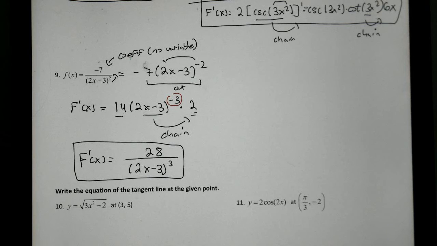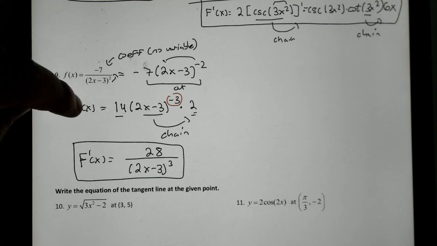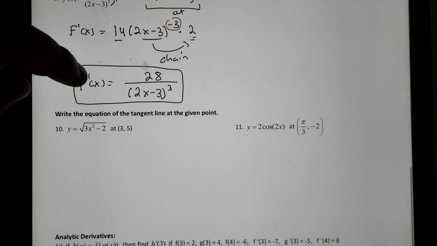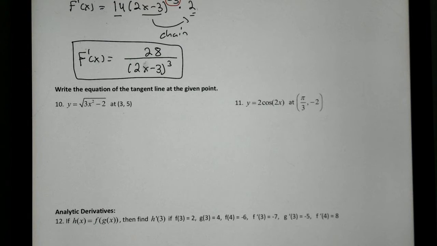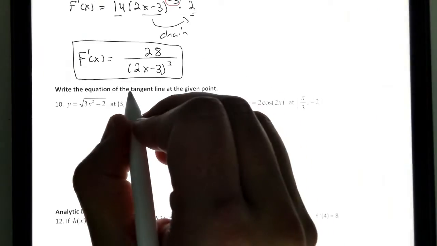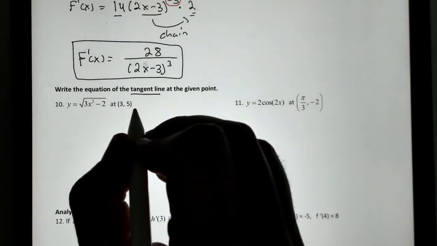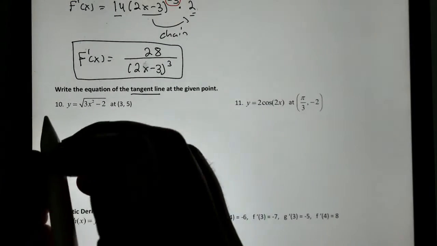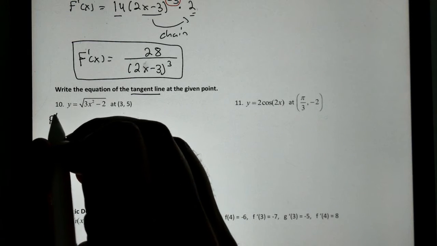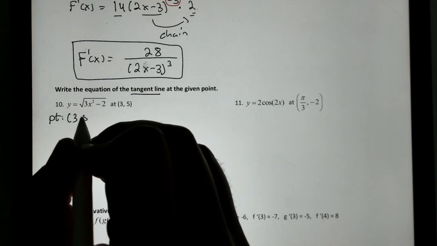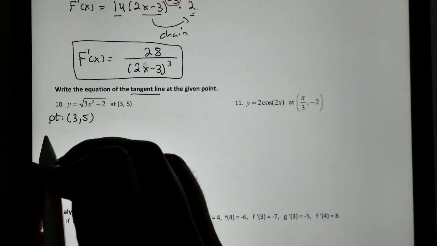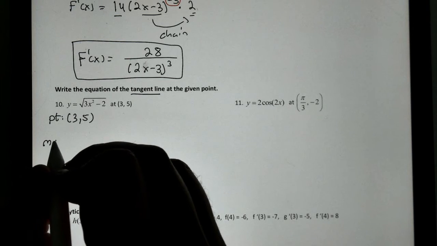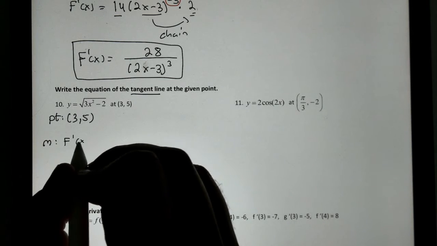Now I know what you're thinking. Mr. Warnow, this stuff is pretty cool, but how's it going to help me with my tangent lines? That's a good question. So let's look at a tangent line problem now. We want to write the equation of the tangent line at the given point. Well, we know what we need. One, we need a point, which they're giving us, 3, 5. We also have to find the slope, which means we need the derivative.